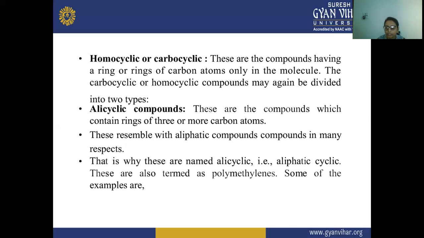So that is why they are known as homocyclic. These are the compounds having a ring of carbon atoms only in the molecule, the carbocyclic. The carbocyclic or homocyclic compounds may again be divided into two types.